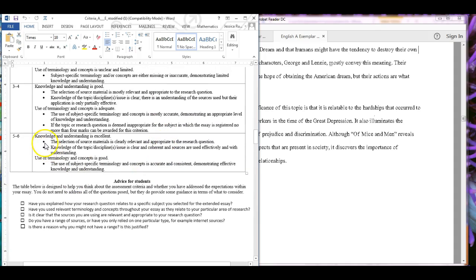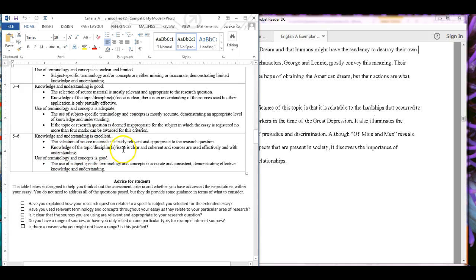So if we go down here, knowledge and understanding is excellent. The selection of source materials is clearly relevant and appropriate to the research question. So this is where you're going to get hit if you're using materials from places that are just random. If you're talking about facts about a country, for instance, you shouldn't just be finding research from Anywheresville online. You should be going to a relevant source that is appropriate.